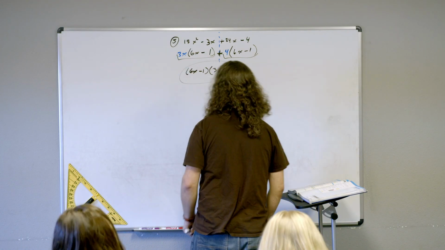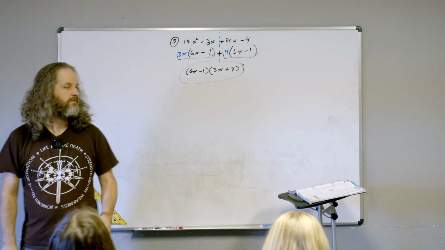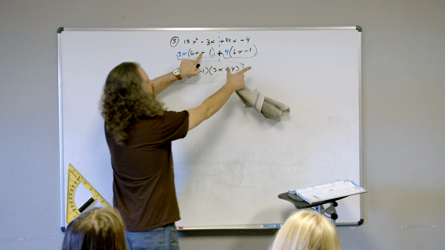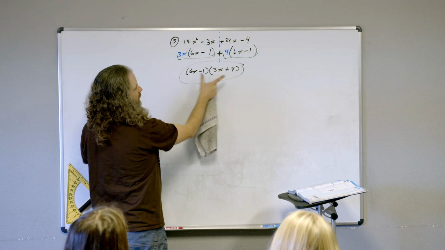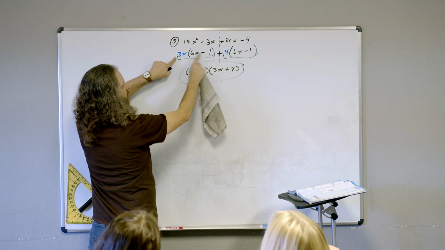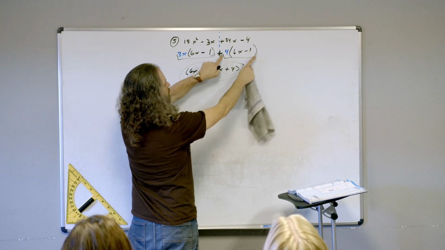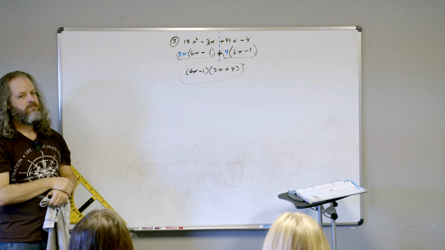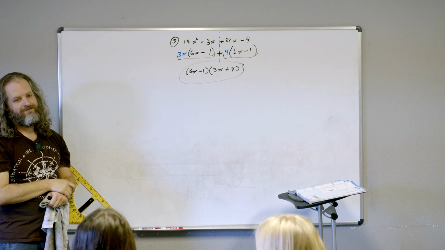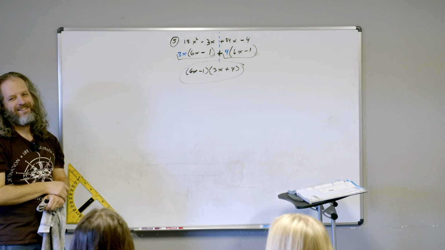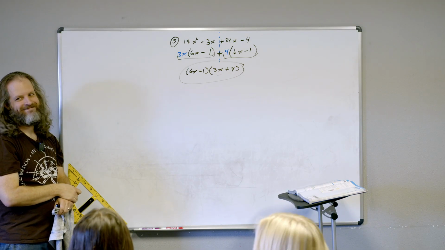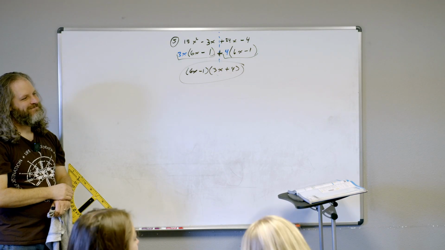So what happened at the end? I pulled a 6x minus 1 out of these and then wrote down what's left. What's left in this is a 3x, and what's left in this is a 4. What happens if the other two things aren't the same? Then you did something wrong, or it doesn't factor like that. More likely you did something wrong.